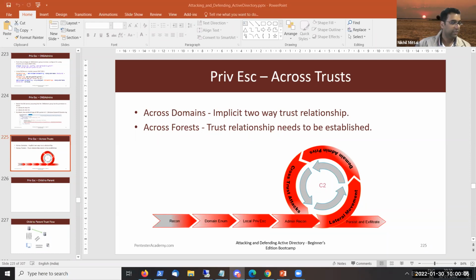Another question about the exam is, will there be forest level scenarios in the exam? You never know. So I can neither confirm nor deny that. So there will be multiple domains, probably in the same forest or multiple forests.